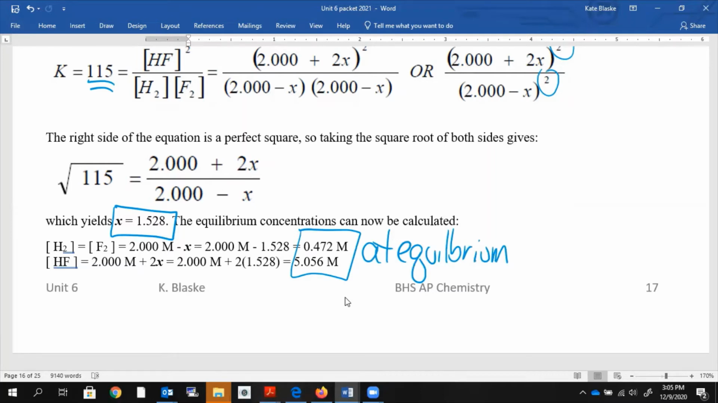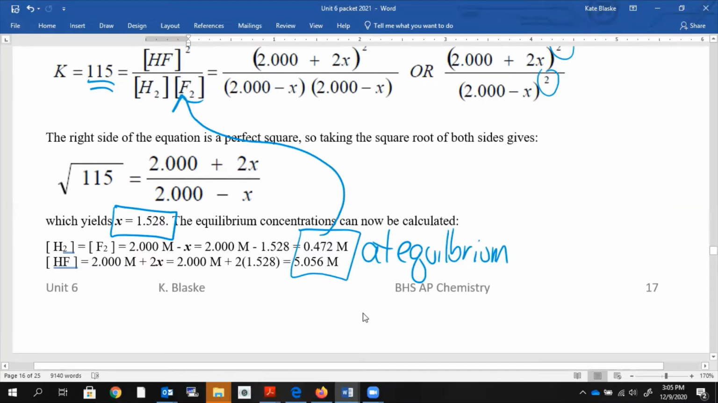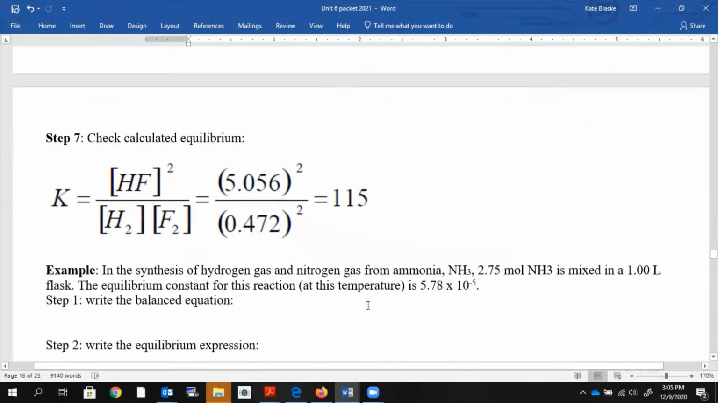Now, I should be able to plug these values back into K to verify that it does come out to be 115. That's a fantastic way to check and make sure that your math worked out the correct way.